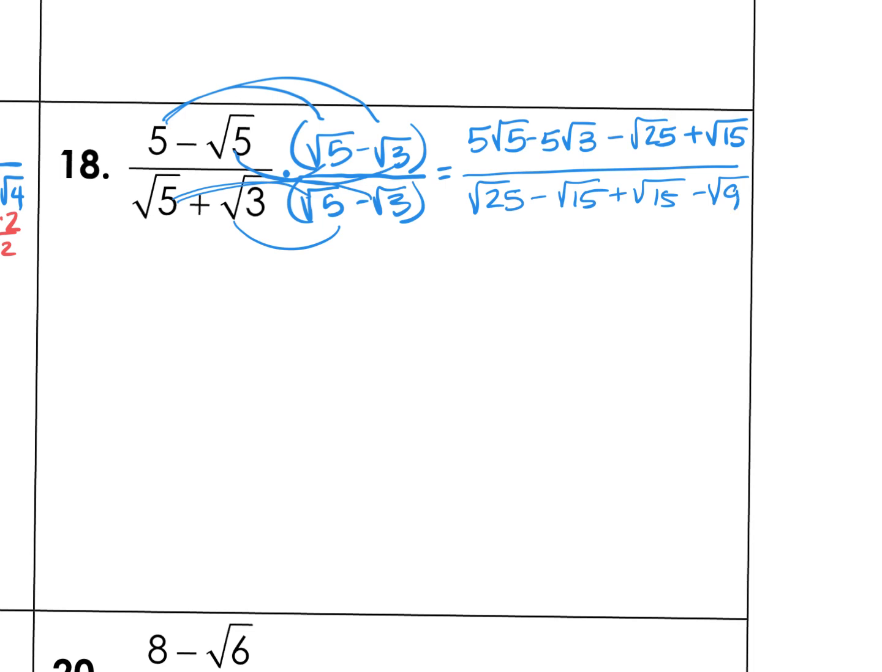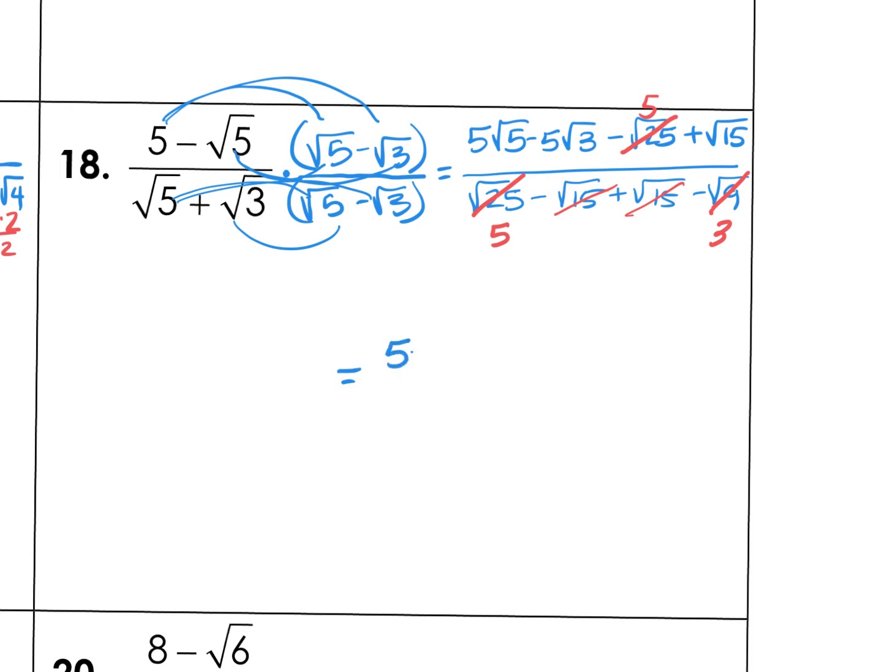So then I'm going to go through and simplify whatever I can. Like, I know that the square root of 25 is 5. I know that the square root of 9 is 3. Oops, I meant to write 5. I wrote a 2. And that these cancel out. It doesn't appear that anything else simplifies.